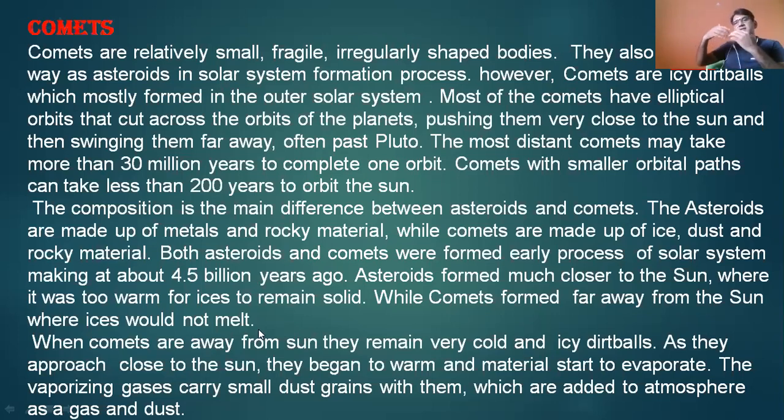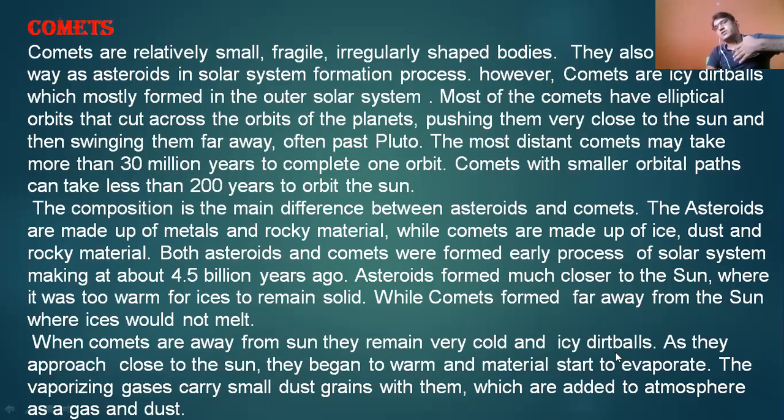So the asteroids started forming close to the sun, and the comets were very far from the sun, so because of that, ice was found in them, and that ice could not melt. So that's why they are the icy, sandy balls. When comets are away from the sun, they remain very cold and icy.